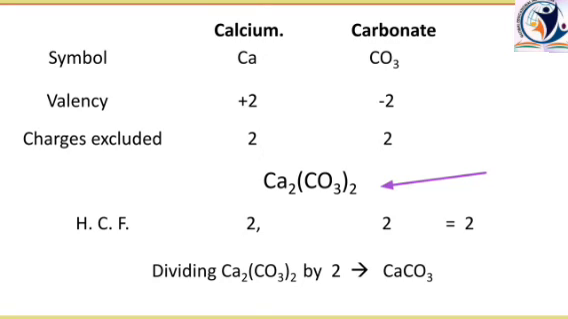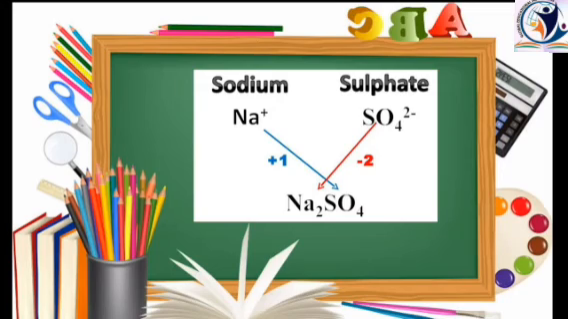Ca2(CO3)2. Now for avoiding the confusion, make sure that the radical is written in brackets. As we are having 2 as the subscripts, we will be taking the HCF, that is highest common factor. We know HCF of 2 and 2 is simply 2. Now whatever HCF we are getting will be divided by the subscripts. So when we are dividing Ca2 by 2 and (CO3)2 by 2, we are getting the formula as CaCO3.